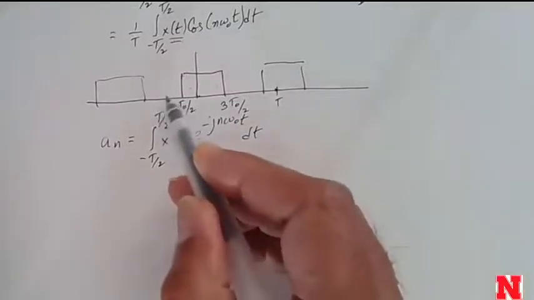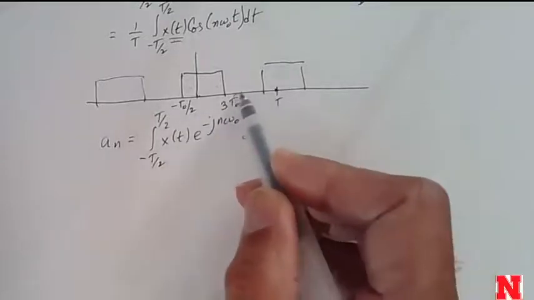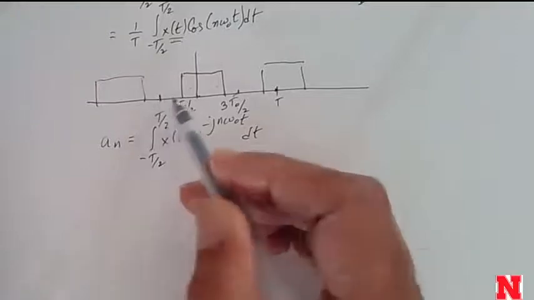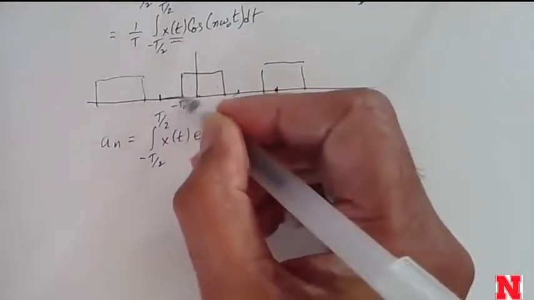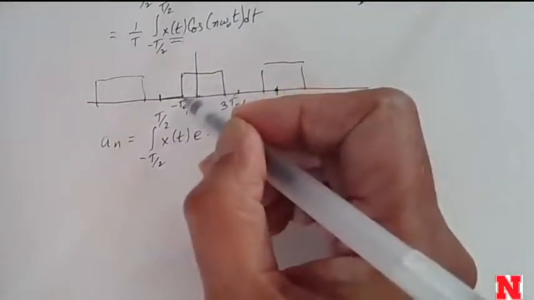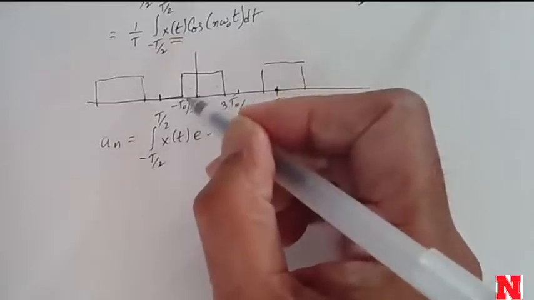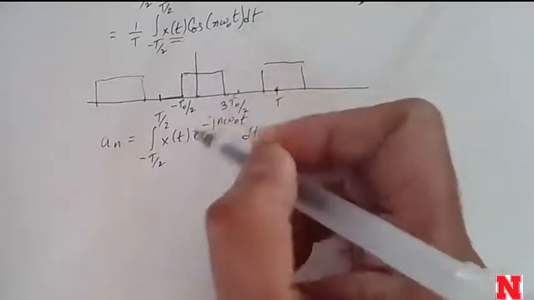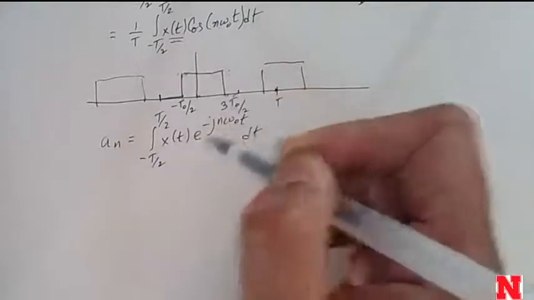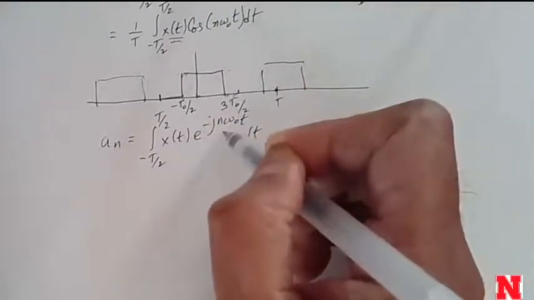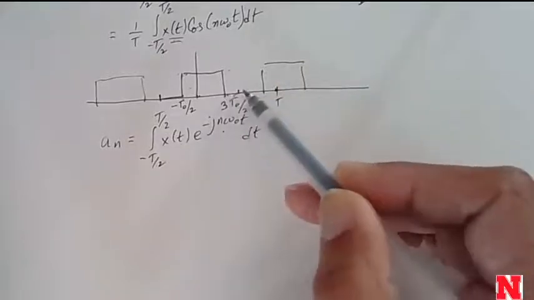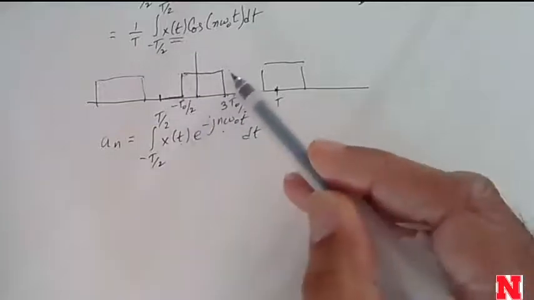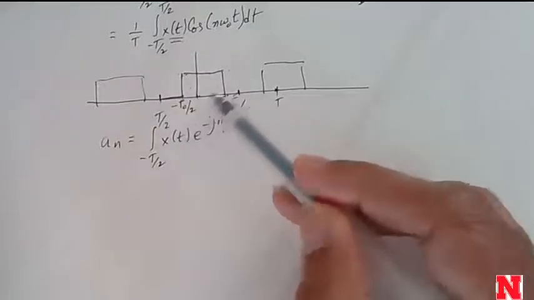Now, here's minus T over 2. If this is T, then minus T over 2 is somewhere over here. So from minus T over 2 to minus t0 over 2, I just get 0. Then from minus t0 over 2 to 3t0 over 2, I get 1. x of t is 1 in this region, so I'll get 1 times e to the minus jn omega naught t. And from 3t0 over 2 to T over 2, I again get 0.